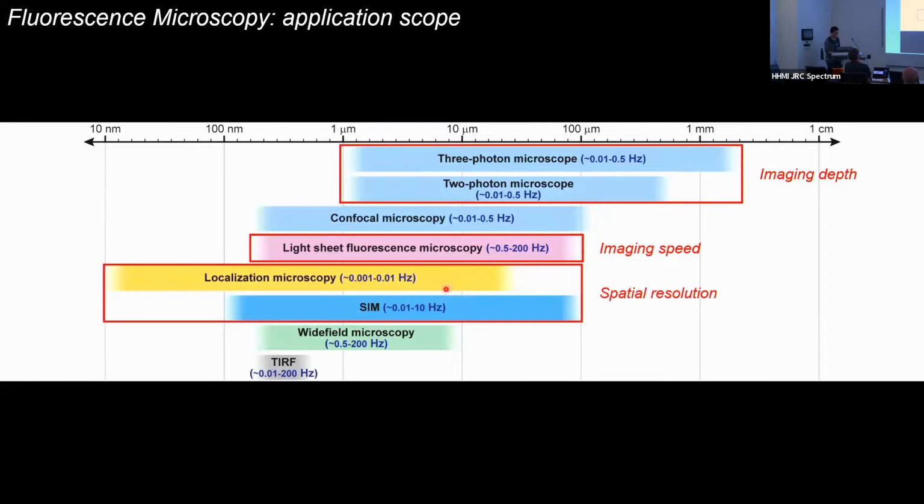As we know, fluorescence microscopy is an essential tool for biological research nowadays, and there are a variety of microscopy techniques with different application scopes, as you can see here, mainly in terms of temporal resolution, spatial resolution, and imaging depth. For example, super resolution technology nowadays like STED, PALM, STORM, and MINFLUX has enabled nanoscale protein distribution to be visualized at very fast speed in living samples.